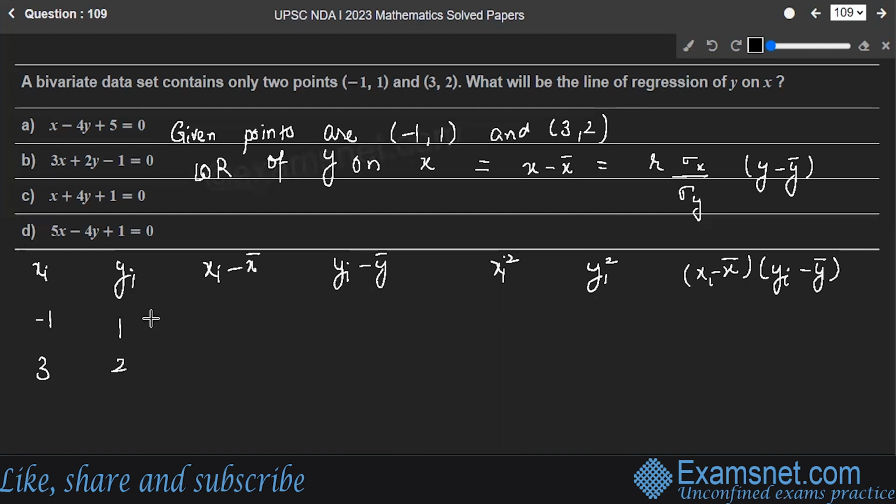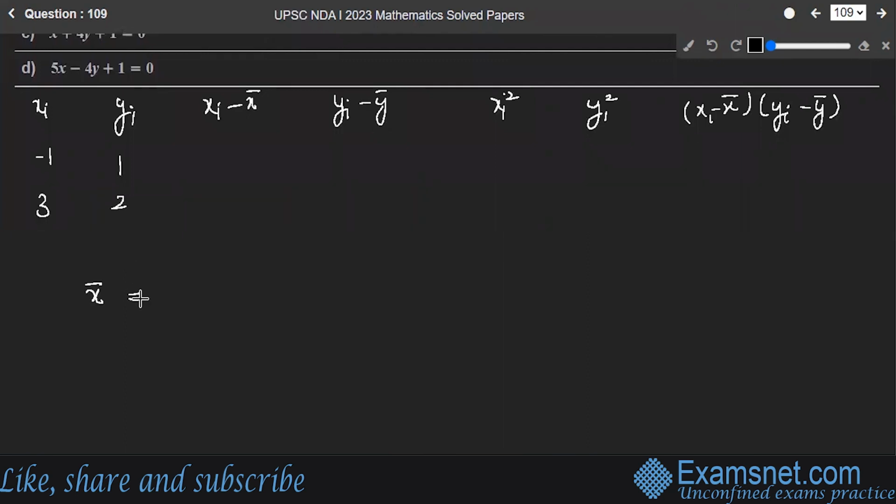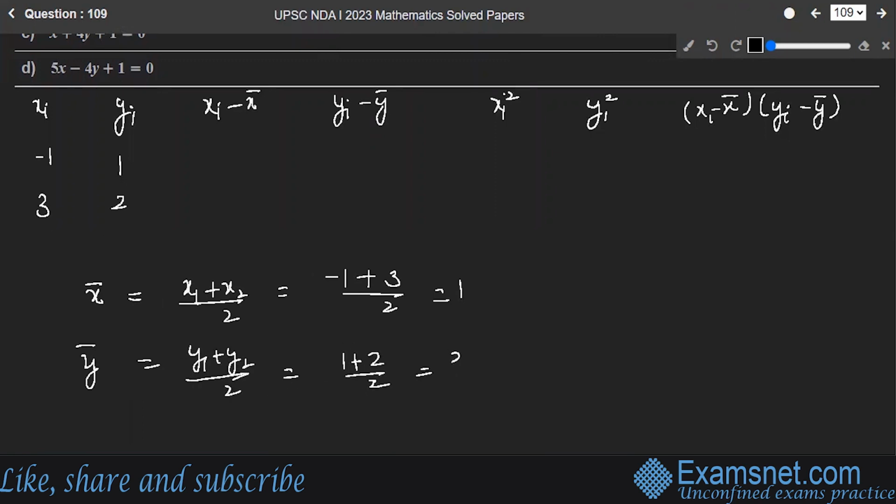Okay, next, I need to find out the value of x bar. Let's find out x bar and y bar first. x bar is equal to x1 plus x2 upon 2, that is minus 1 plus 3 upon 2, which is 1. y bar is equal to y1 plus y2 upon 2, which is equal to 3 by 2, right? So this will come out to be minus 2. This is 2. This is minus 1 by 2 and 1 by 2. xi square, this is 1, 9, and yi square is 1, 4. Let's do the multiplication of them. You'll have a 1 and 1 over here. Hope you understood this table.